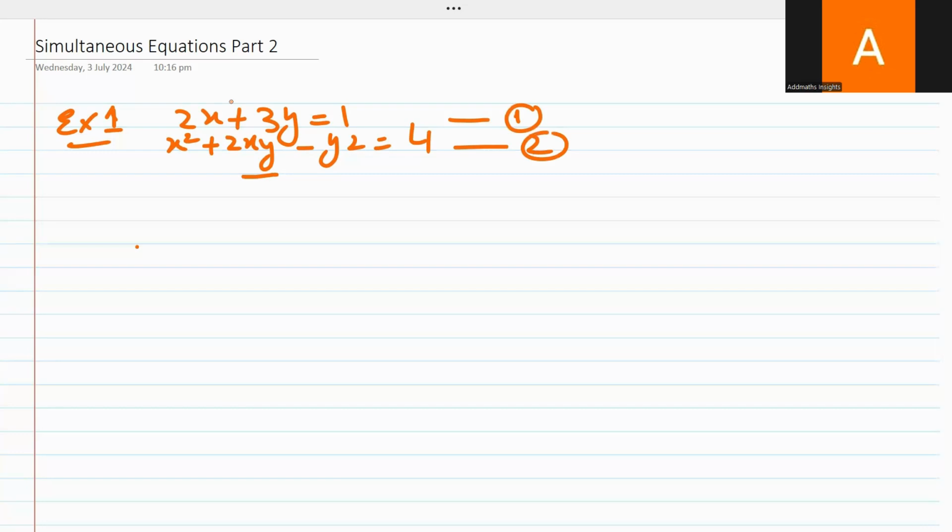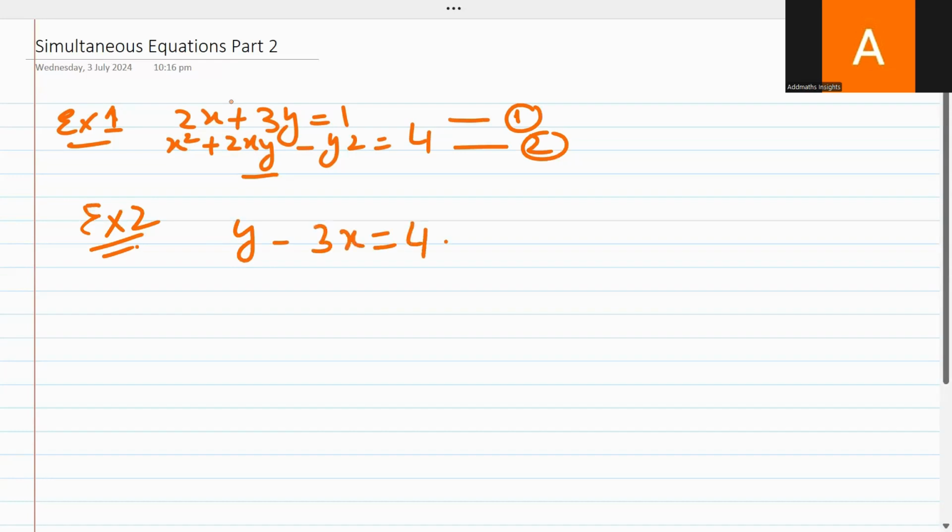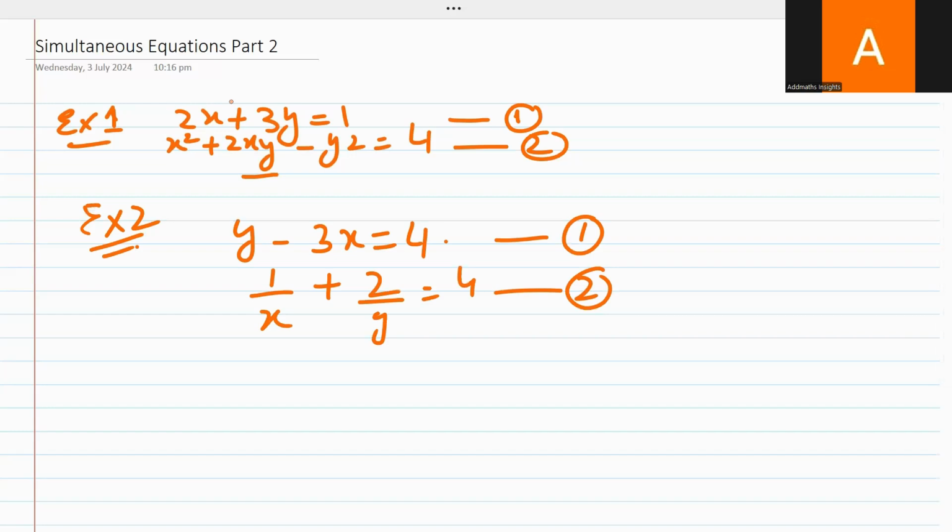It may be of the type like the first one is y minus 3x equals 4. And the second one is 1 over x plus 2 over y is 4. So in this example, 1 is linear and 2 is quadratic, because when you take LCM and then cross multiply, this product xy indicates that the equation is quadratic.